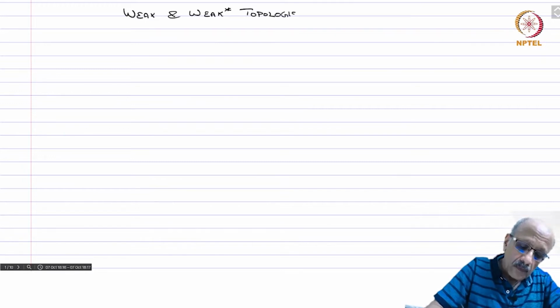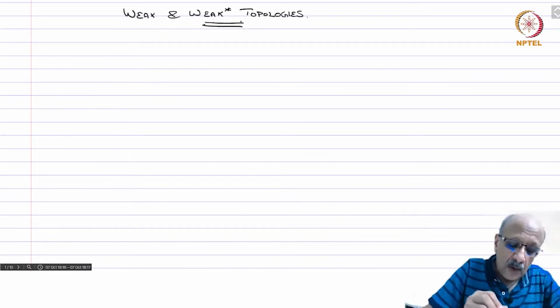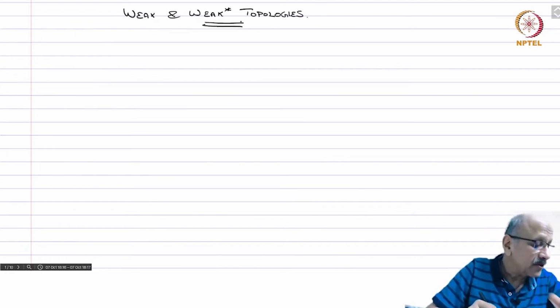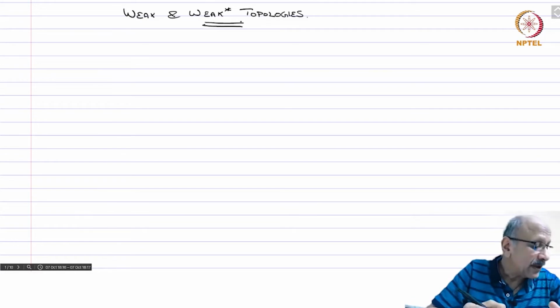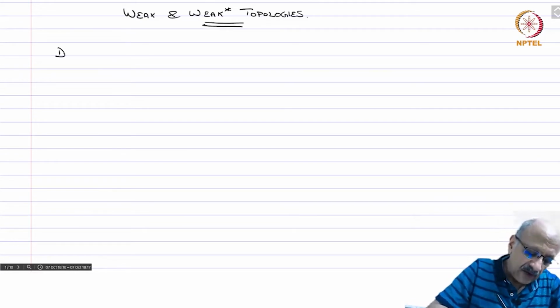We will now start a new chapter. So we are going to study weak and weak star topologies. So up to now we have been dealing with the norm topology. So this is a metric topology. So now we want to study other kinds of topologies on a Banach space, and these have a lot of very nice applications. Okay, so we will start defining. So first we will study the weak topology.